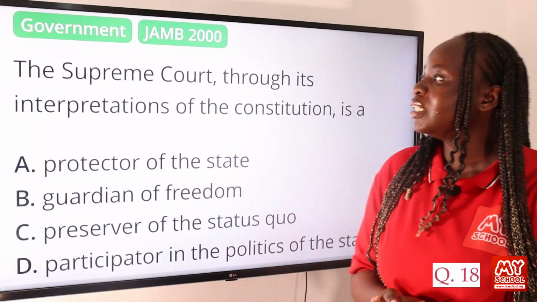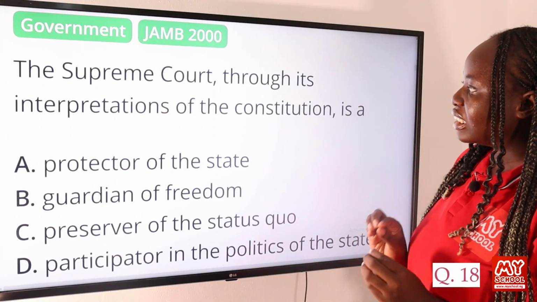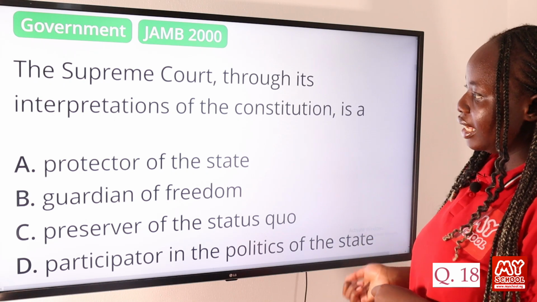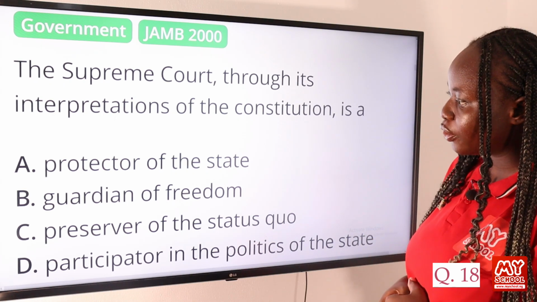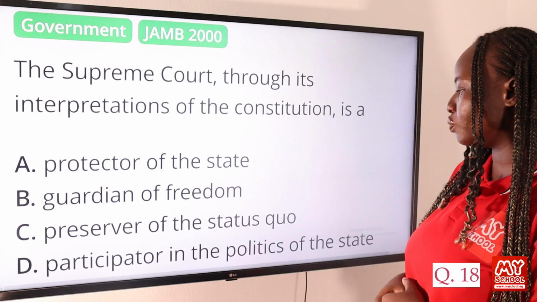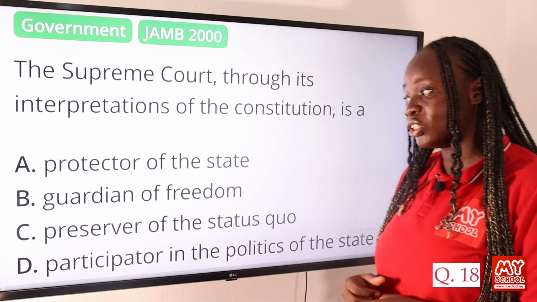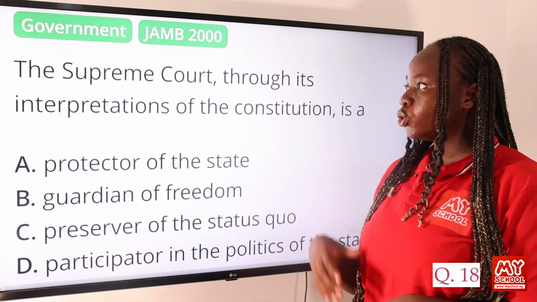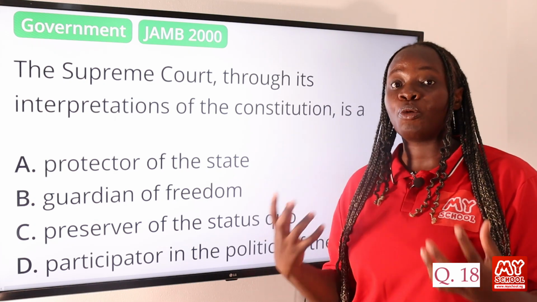Question 18. The Supreme Court, through its interpretation of the Constitution, is A, protector of the state, B, guardian of freedom, C, preserver of the status quo, and D, participator in the politics of the state. So the answer to this question is option B, guardian of freedom. So we understand that the Supreme Court is the last hope of man.